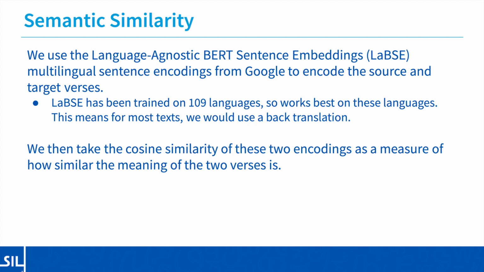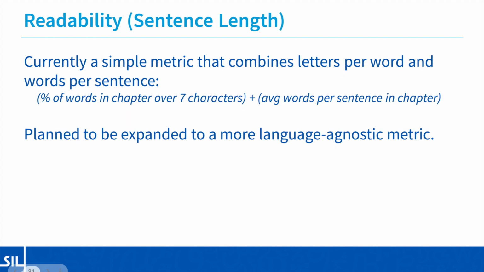We can determine how far apart these resulting vectors are from each other by calculating the cosine similarity between them. This is a measure of how similar the meaning of two verses is. Our current readability metric is a simple measure of words per sentence and characters per word on the chapter level.